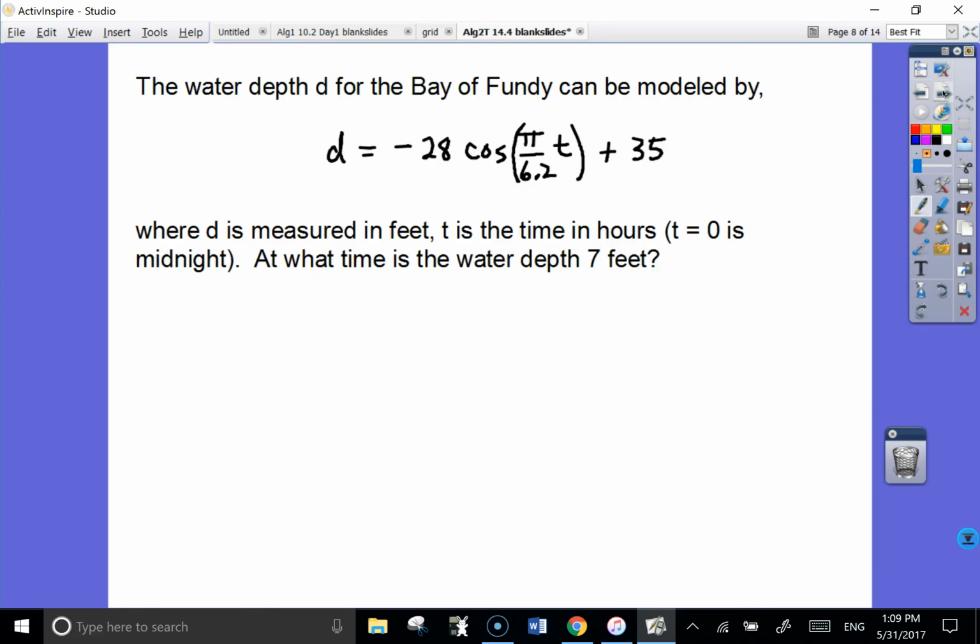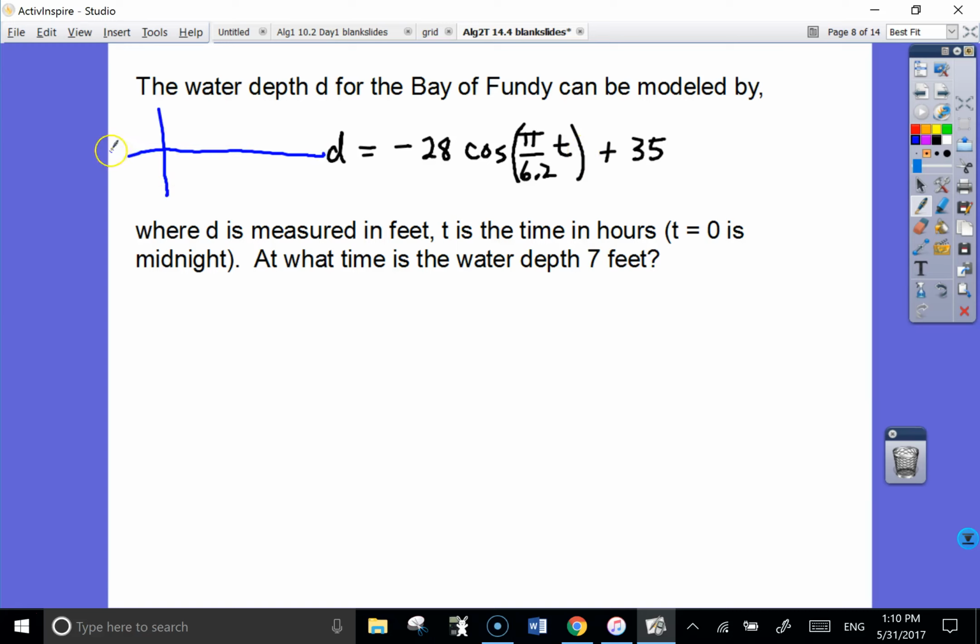Okay, the water depth D for the Bay of Fundy, which I don't even know where that is, can be modeled by a cosine equation. Okay, so we know about cosines, right? Generally, cosines start at their maximum and they go down from there. But this one's got a negative in front of it, so it's actually starting at its minimum and going up from there. It's been shifted up 35, right? So you can see it has an amplitude of 28, but it's shifted up 35. So it should look something like this, right?